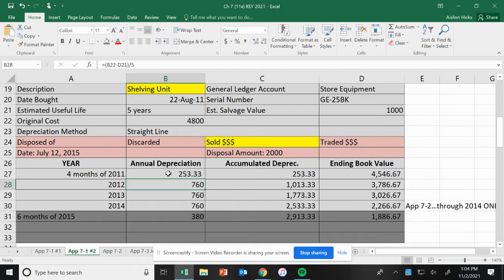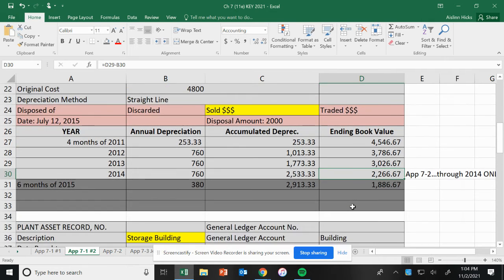So again, a little review from last year. Fill 2014 in. You should be down to 22.66 and 67 cents.